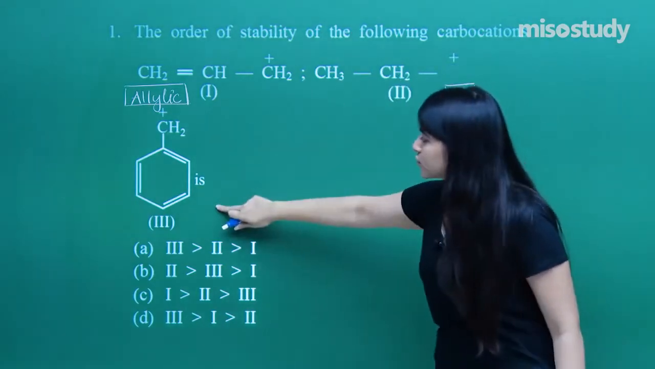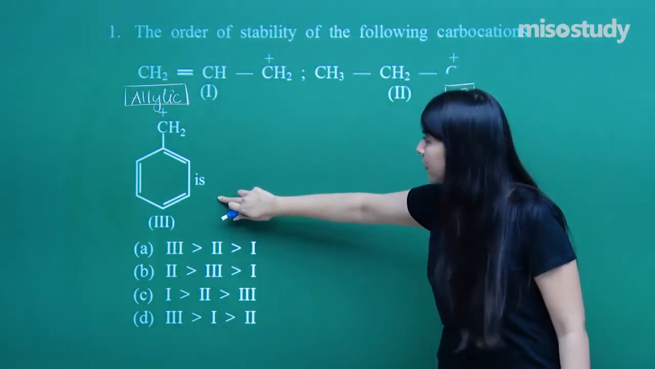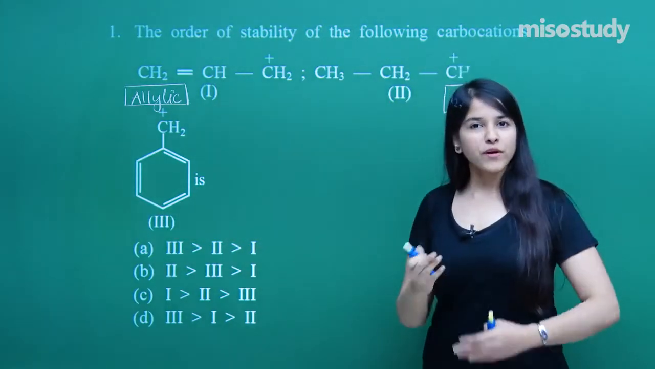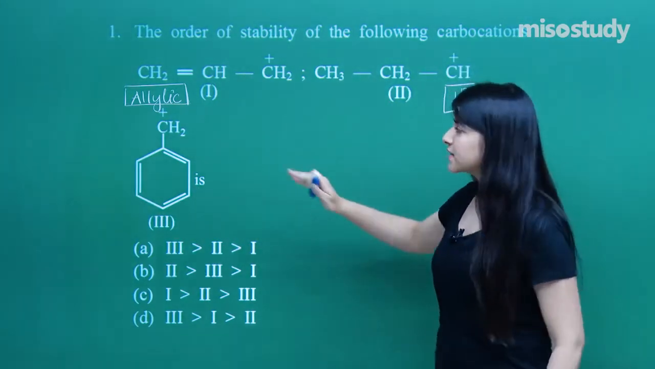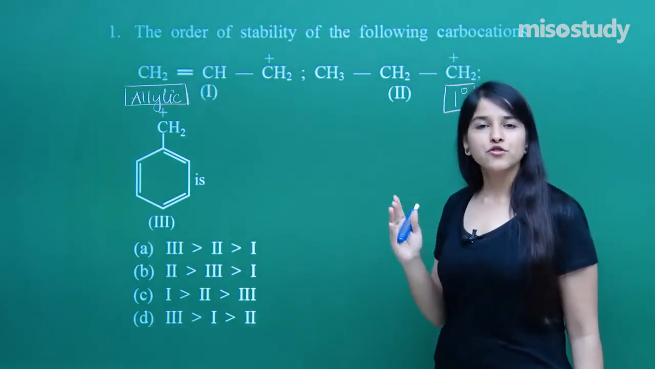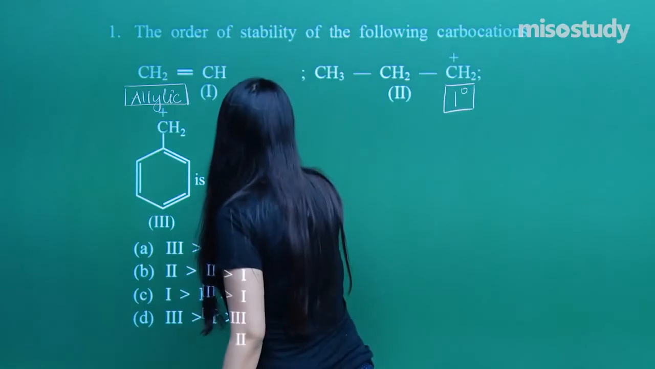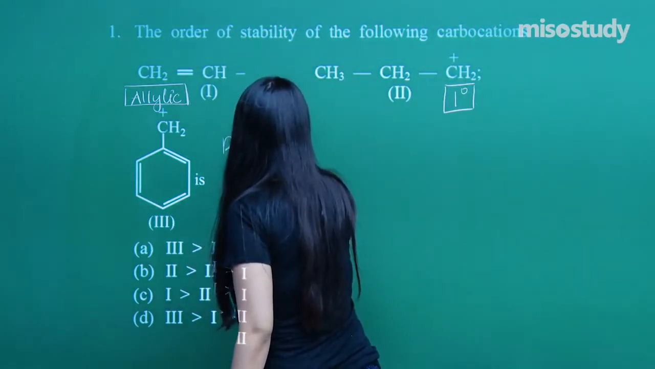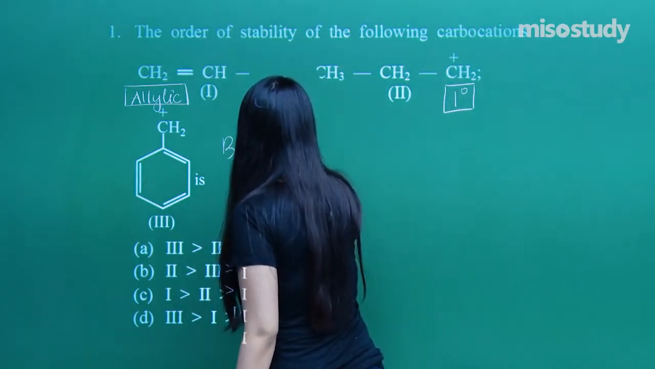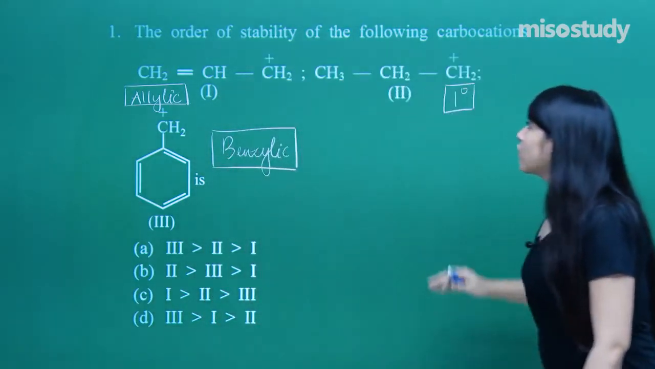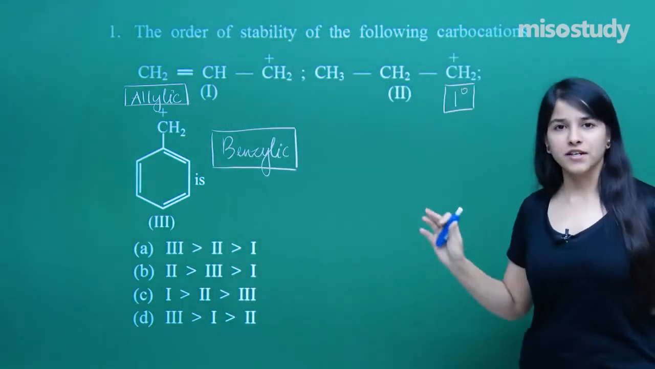Let's move on to the third part. The third part has what kind of carbocation? A very interesting kind of carbocation, and we all are able to recognize this. This is the benzylic carbocation. So the question says the order of the stability out of the 3.